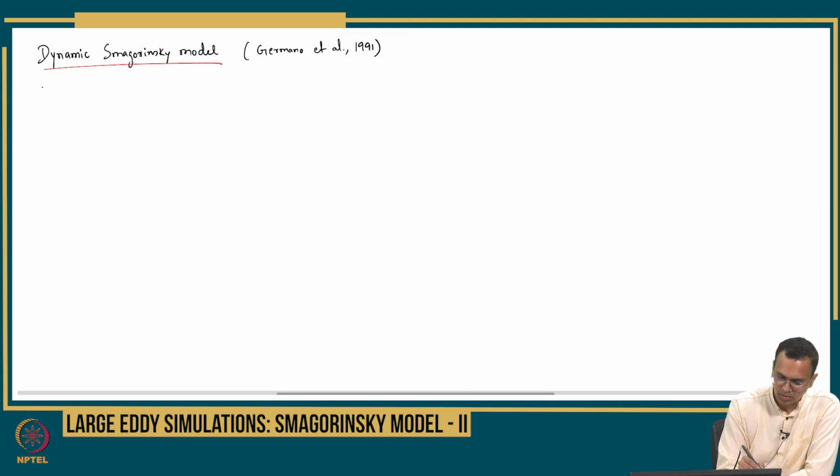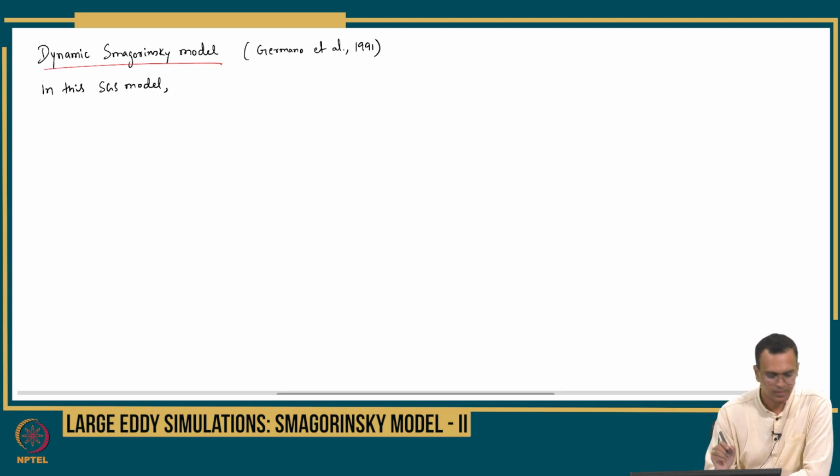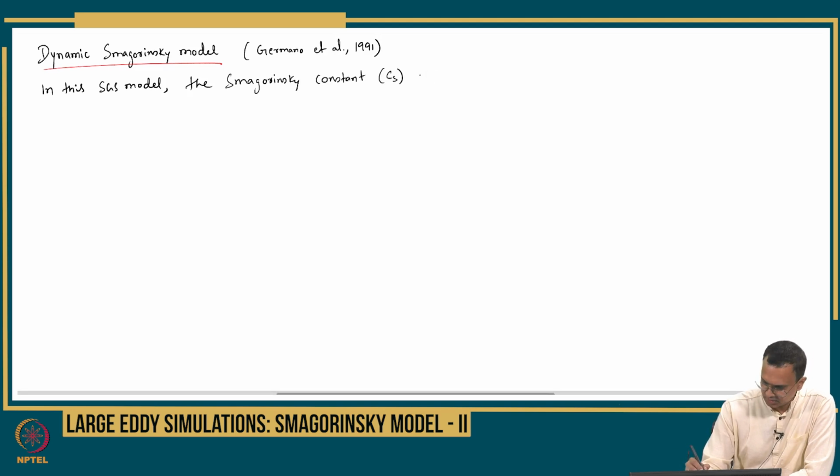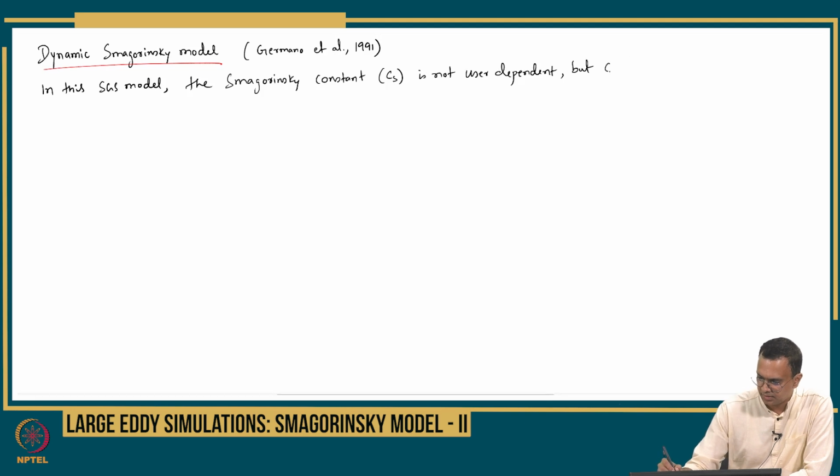So as I said, in this SGS model, the Smagorinsky constant, that is the CS, is not user dependent, but calculated, that is, it's dynamic.